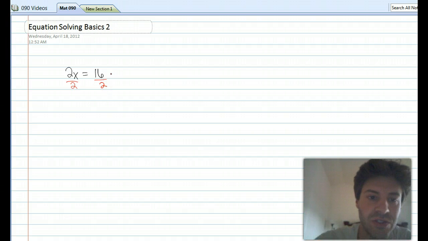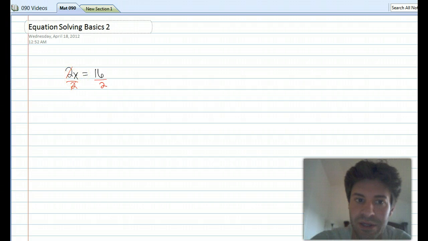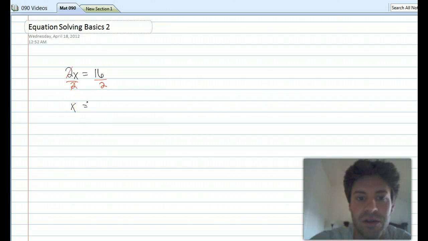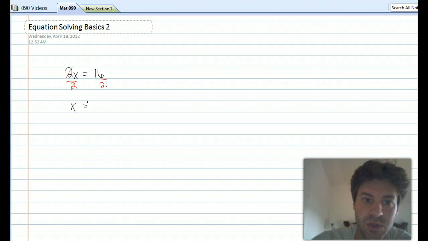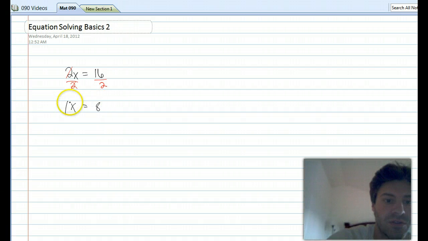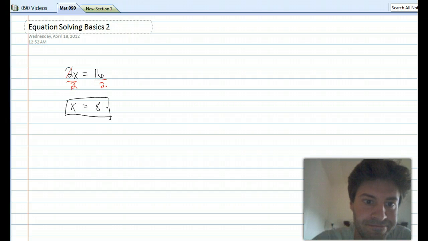And you'll see what that's going to do is it's going to cancel the 2 in the numerator with the 2 in the denominator, and we'll be left with just an x on the left side of the equation. On the right side of the equation, what we have left is 16 divided by 2. 16 divided by 2 is just 8. So our solution is x equals 8, and that's it. Now let's look at another example.